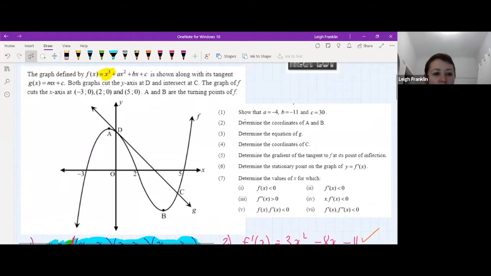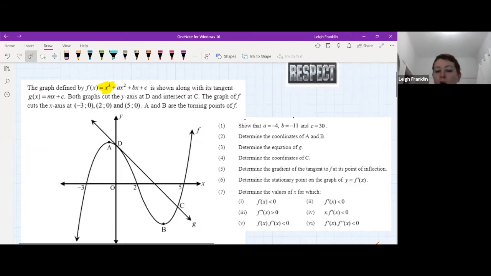Excellent. Now they want us to determine the equation of G. Now again, this is not something that we've done together, but it is something that you would have done in class. And just to go back and refresh our memories, G of X is a tangent to the graph. So why am I emphasizing the word tangent?